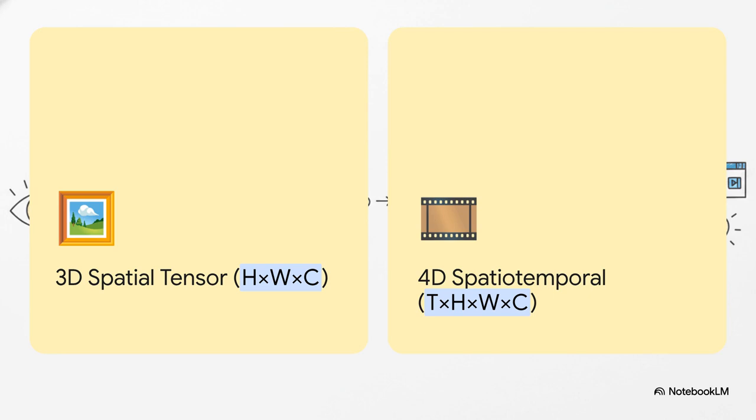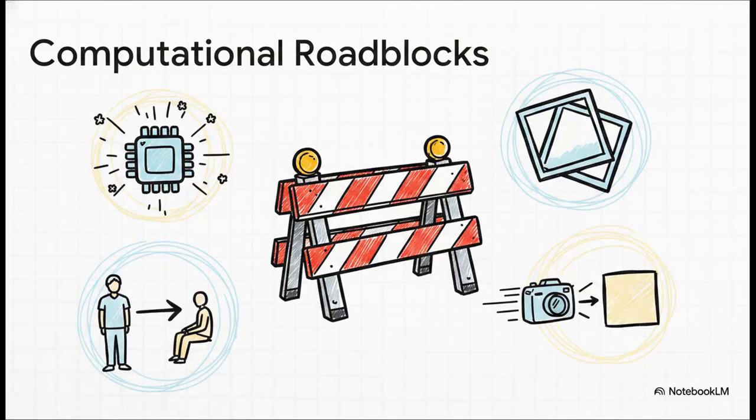Pretty straightforward. But the very second you look at a video clip, you have to multiply all of that by t, the time dimension. Adding that extra t takes a standard image processing task and turns it into a massive, four-dimensional spatio-temporal mathematical monster. You're no longer just looking at what something looks like. You have to mathematically model dependencies across an entire sequence. And that extra dimension brings severe computational roadblocks.